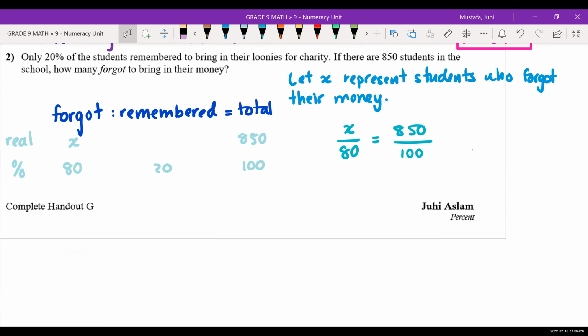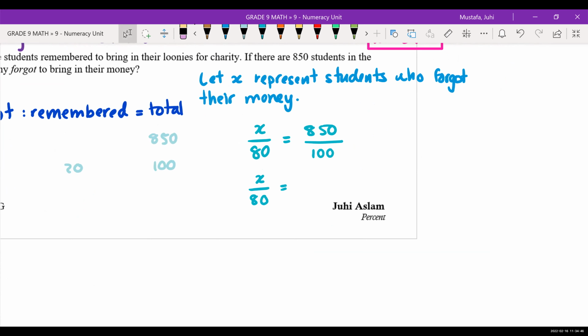Can I reduce 850 over 100? Yeah, I can make it into 85 over 10, and then I can also divide that by 5. That's probably the easiest way to think about it. So what do you end up getting when you do that? Let's try it. We have X over 80. I know it's going to be 85 over 10. What's 85 divided by 5? I get 17. So 17 over 2.